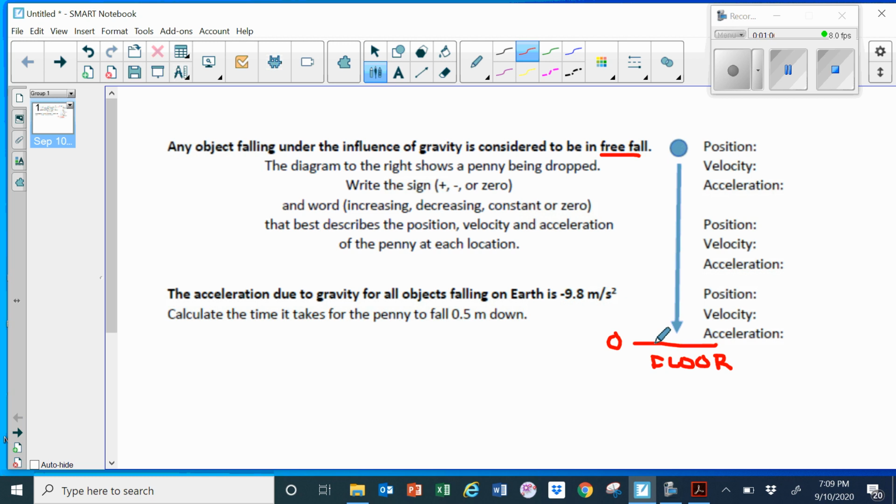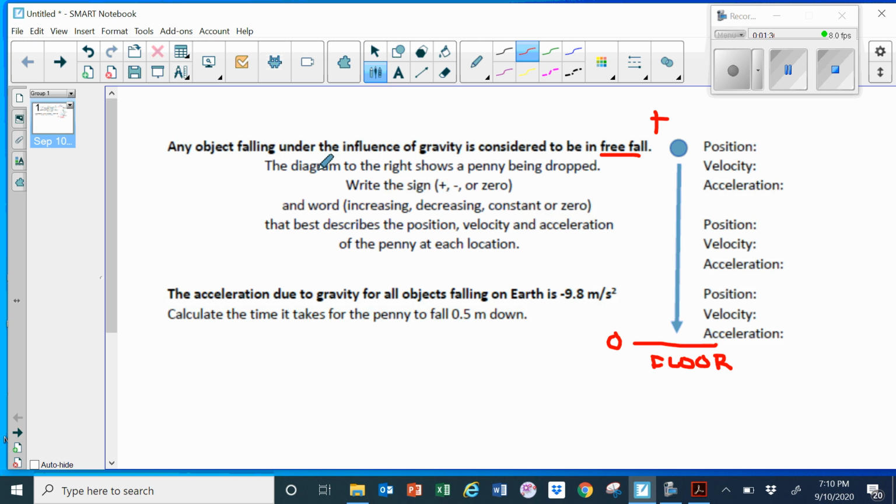So when it falls, it's falling from a positive location. If you were to make a position-time graph, you would have this penny at a positive position, and it would fall toward the origin. So that's the penny being dropped. It's falling from a positive position, a height, to the floor, which would be 0.